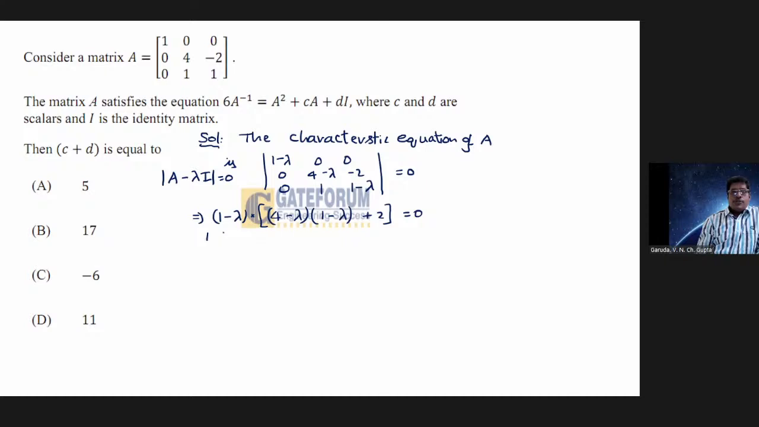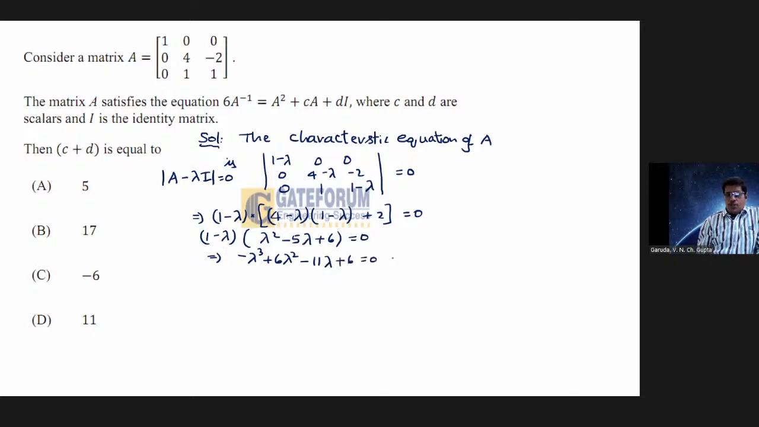So this simplifies to 1 minus lambda into lambda square. Here minus 4 lambda minus lambda simplifies to minus 5 lambda. 4 into 1 plus 2 simplifies to plus 6, equal to 0. And this simplifies to minus lambda cube. Now collect square terms: lambda square and this 5 lambda square simplifies to 6 lambda square. Now lambda terms: 1 into minus 5 lambda, minus lambda into plus 6, that is minus 6 lambda, simplifies to minus 11 lambda. 1 into plus 6 plus 6.